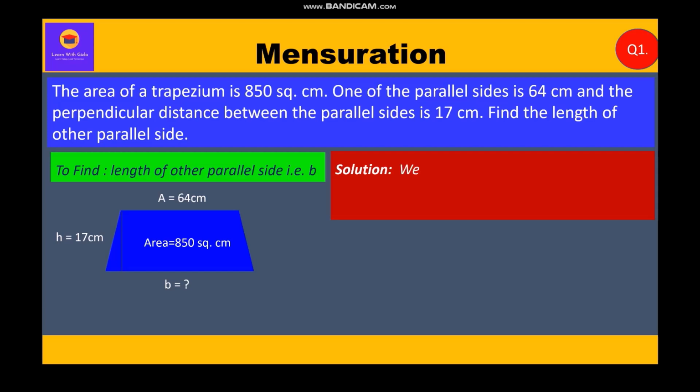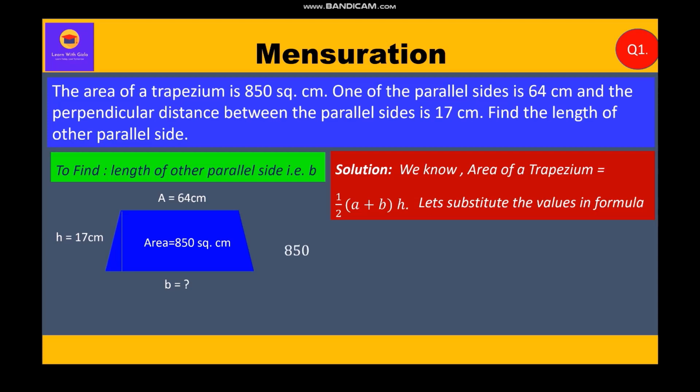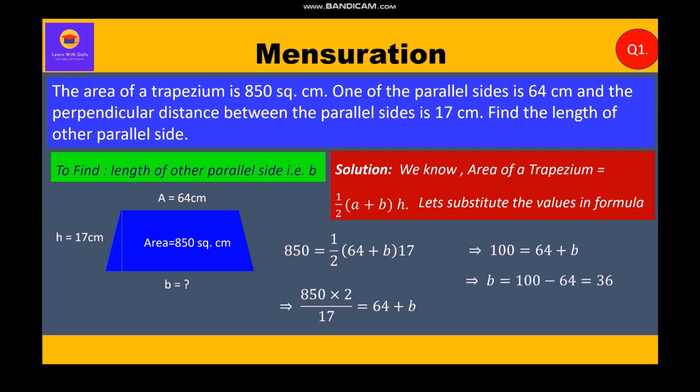We know area of trapezium is equal to half in bracket A plus B into height. We will substitute the values in this formula and we'll write 850 is equal to half in bracket 64 plus B into 17. Now we shall cross multiply and we shall write 850 into 2 divided by 17 is equal to 64 plus B. Further we will solve and we'll write 100 is equal to 64 plus B. Then B is equal to 100 minus 64. B is equal to further 36.